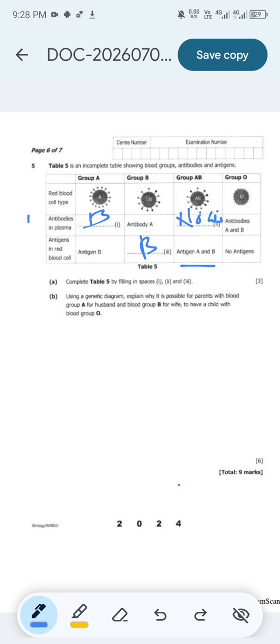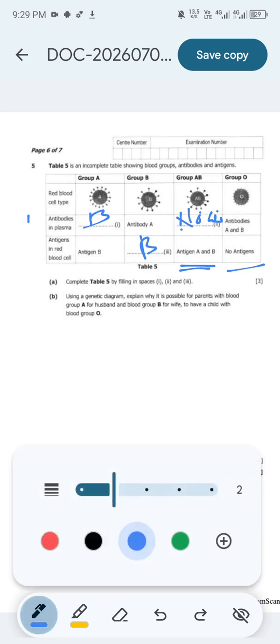Blood group O doesn't have an identity, which is it doesn't have antigens, but blood group AB has the identity which is A and B, but it doesn't have antibodies. These are things that you are supposed to give. So let's go to question B.